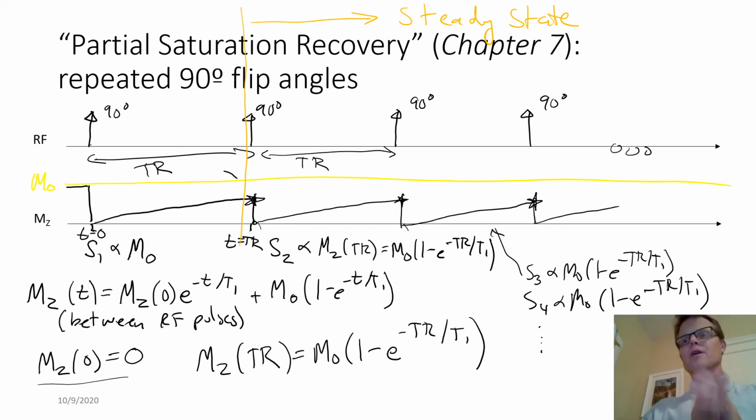Okay, so we're going to go over this again, but we're going to start to change the flip angle when we get up to chapter 7, in a couple chapters. That's going to be a variation on the same theme here of creating T1 contrast by using repeated RF pulses.